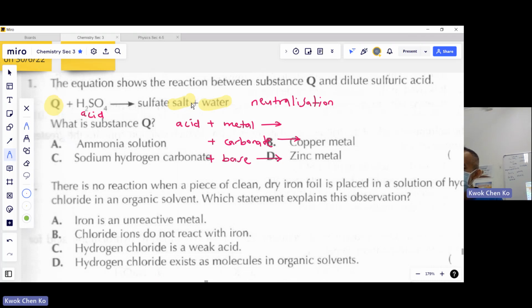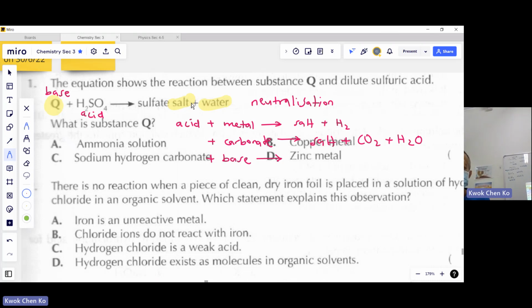And by right, what should you get? A salt and H2. But is there H2 here? No. So this Q is not a metal. If it's a carbonate, what do you get? You get a salt plus CO2 plus water. Do you have CO2 here? No. So therefore, Q must be a base. And Alicia, make sure you remember these reactions.